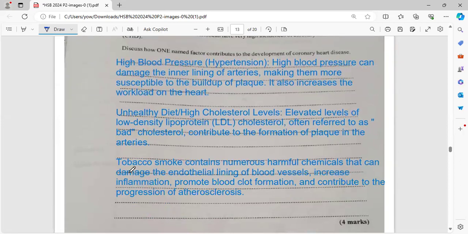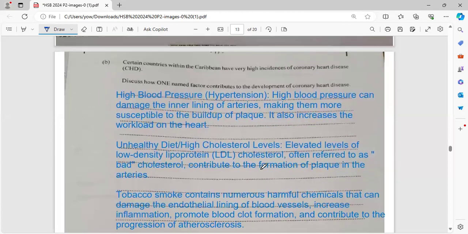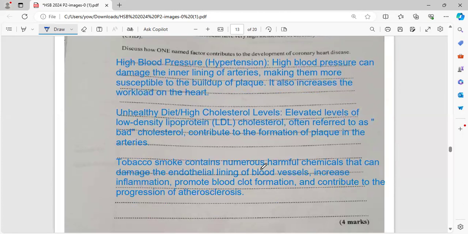Smoking, right? So when they smoke tobacco, marijuana, cigarette, tobacco is just here as an example. So all of these will contain harmful substances or chemicals that can damage the lining of the blood vessel because we are dealing with the heart, right? So the lining of the blood vessel increases inflammation, promotes blood clot formation, and contributes to the progression of arteriosclerosis.